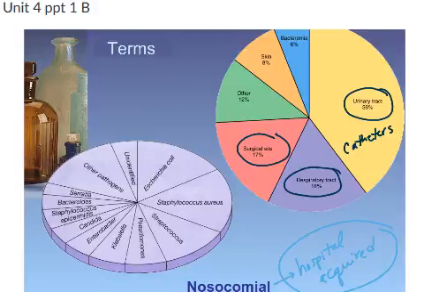This purple graph here shows a list of very common nosocomial infections and what bacteria cause them. The big ones are E. coli, staph, strep, and Pseudomonas.